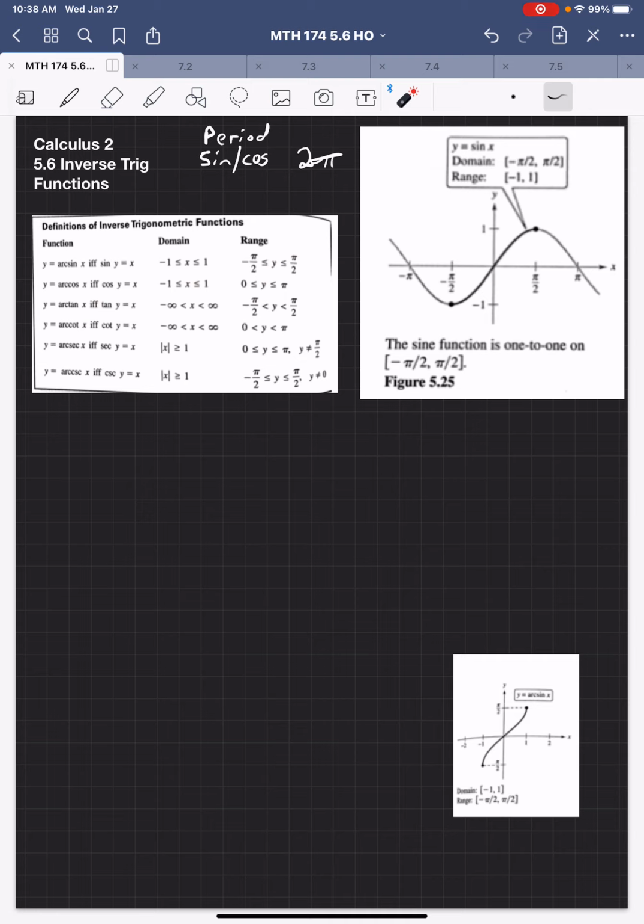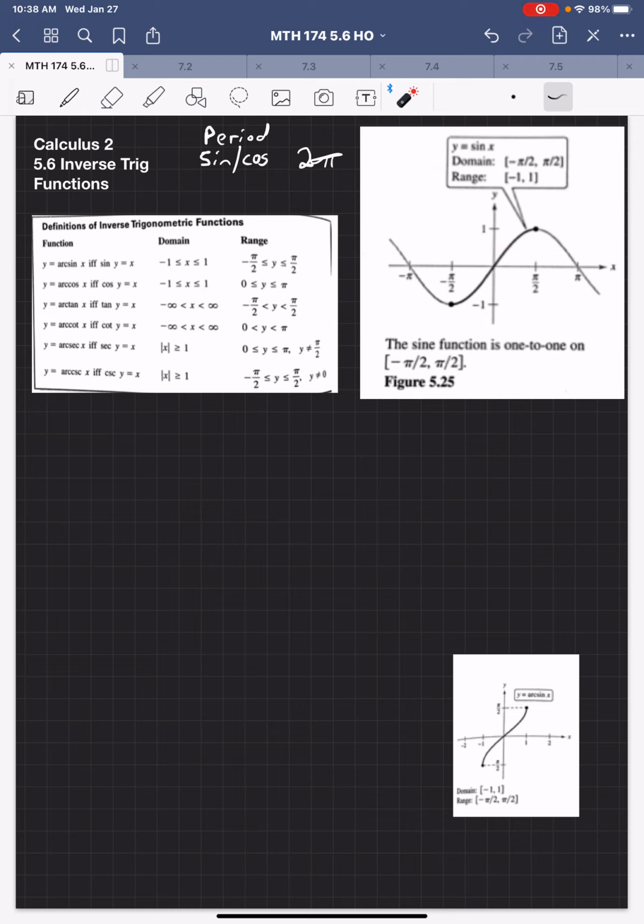Now, what we learned in the previous lecture is that in order for a function to have an inverse, it has to pass the horizontal line test. So we can see right now that the sine function fails the horizontal line test. So if you ask me, does the sine function have an inverse? I have to say no. The sine function does not have an inverse. It's not 1-to-1. It fails the horizontal line test.